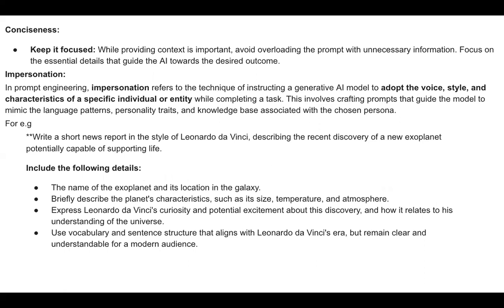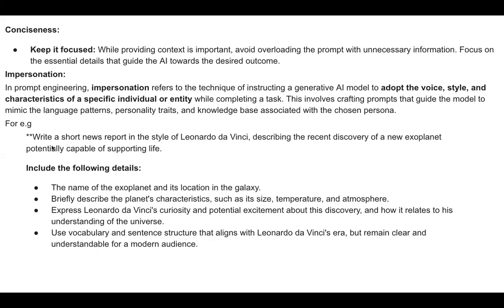Impersonation. This is another important thing that you could do. You can tell AI: tell me a story or write an essay how Leonardo da Vinci would write it. So become that person and talk to me in that style. Which means it can adopt the voice, style, and characteristics of a specific individual or an entity while completing a task. So this involves crafting prompts that guide the model to mimic the language patterns, personality traits, and knowledge base associated with the chosen persona.